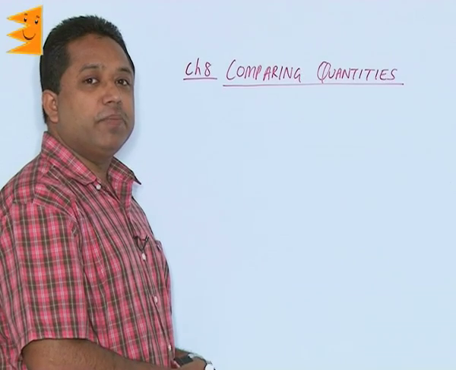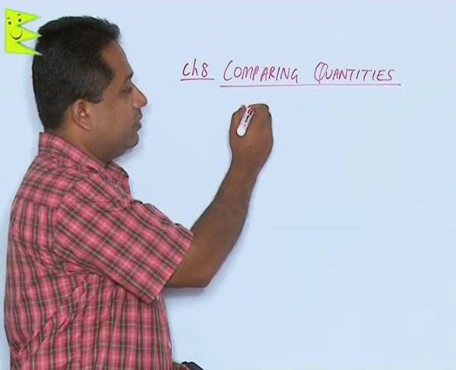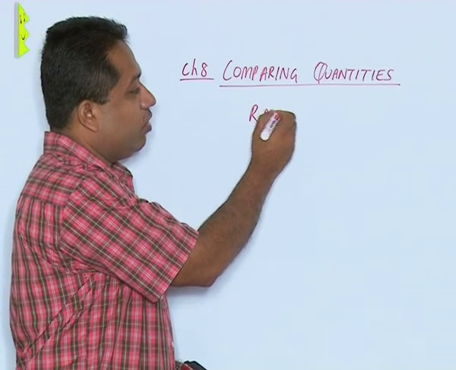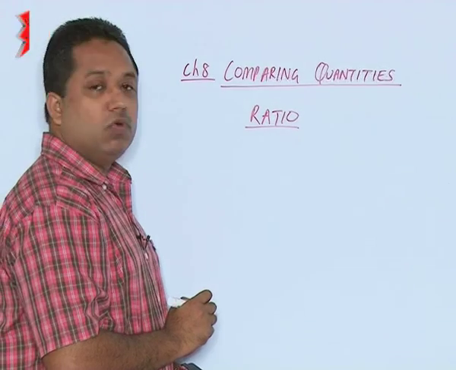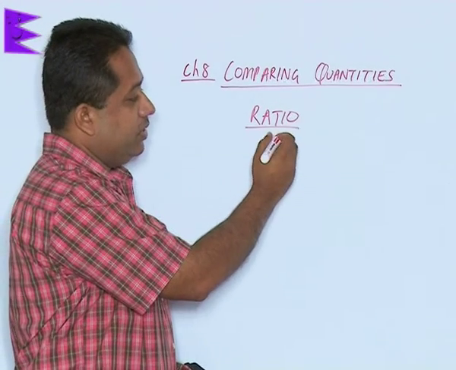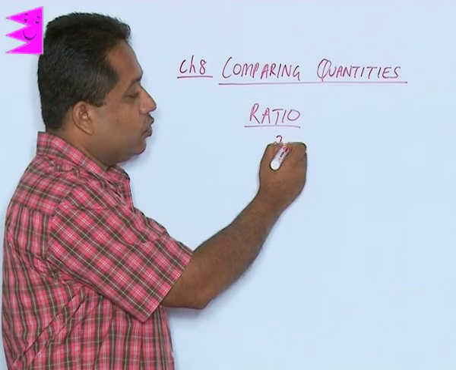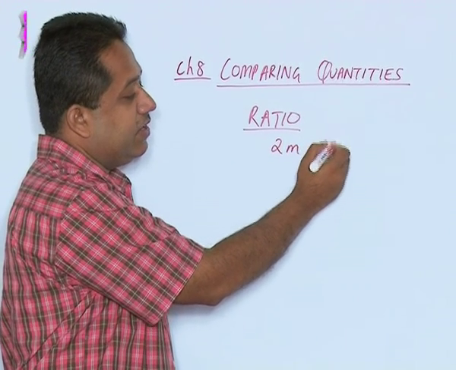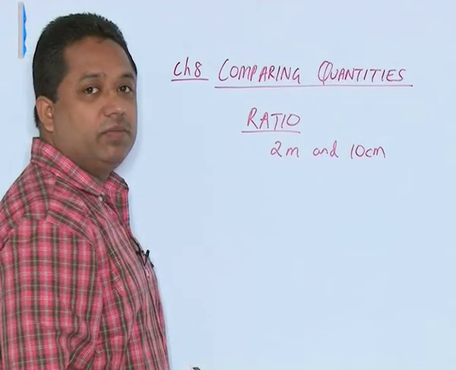Chapter 8 is comparing quantities, and the first topic is ratios. Now, what is the meaning of a ratio? Ratio means we have to compare two quantities. For example, if we want a comparison between two quantities, let us say 2 meter and 10 centimeter, we want to find out what is the ratio of 2 meter and 10 centimeter.